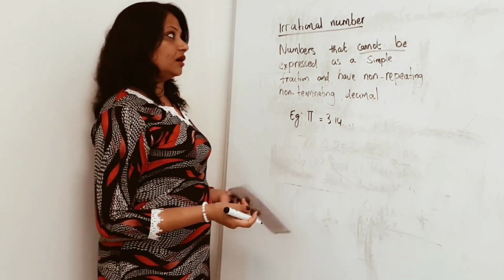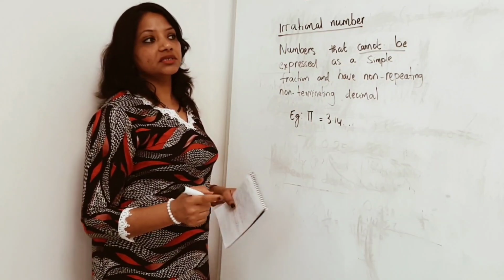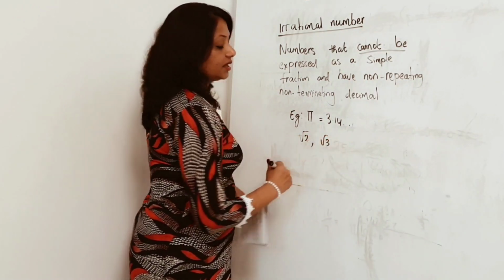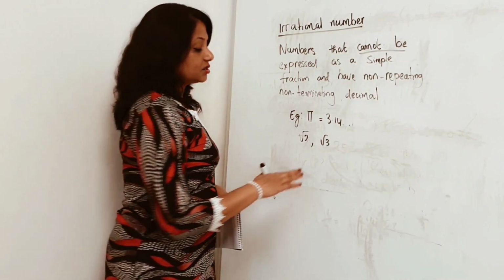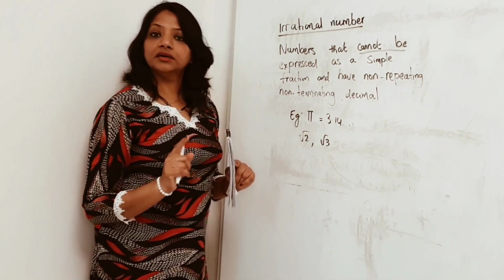Next one, we will say that square root, like square root 2, root 3. It's not a perfect square. So if it is not a perfect square, that is also an irrational number.